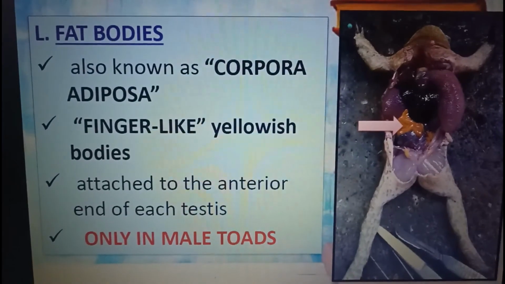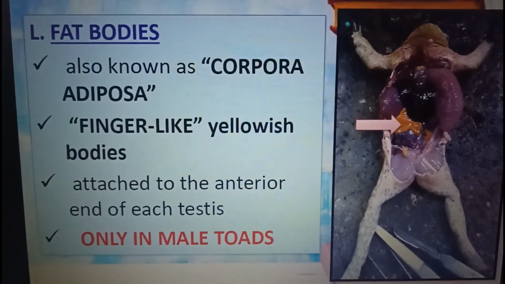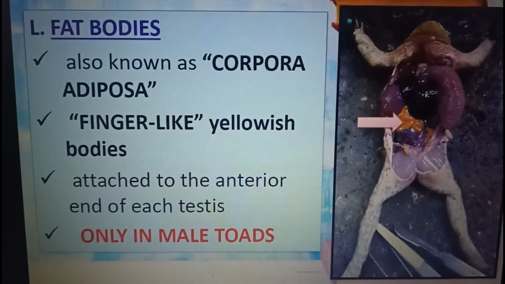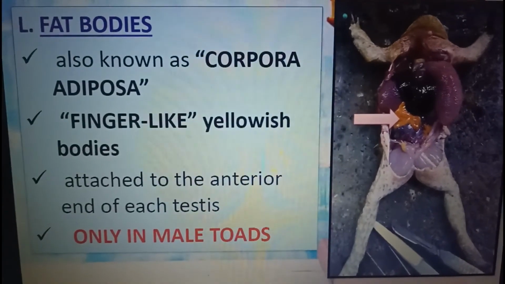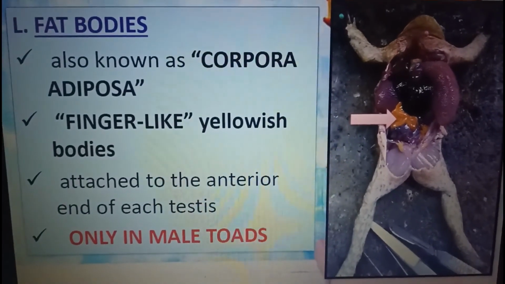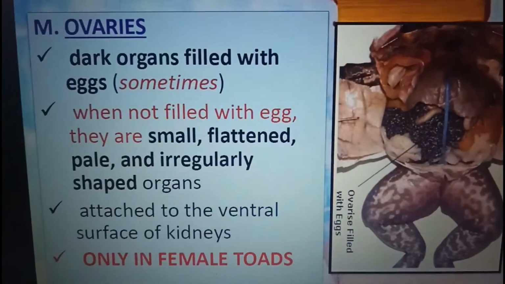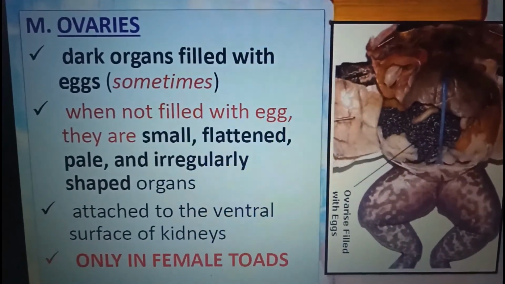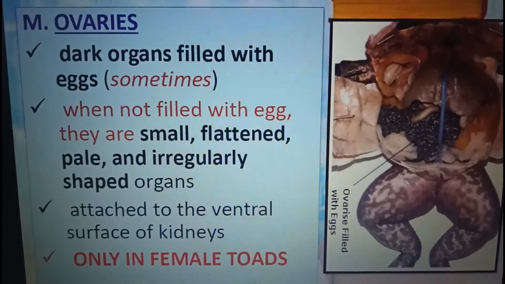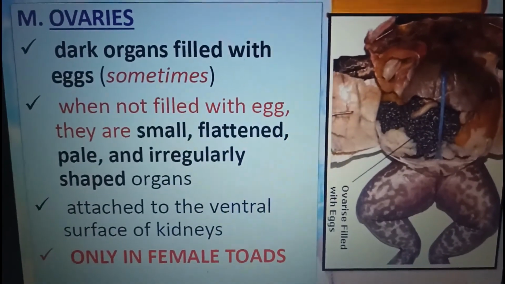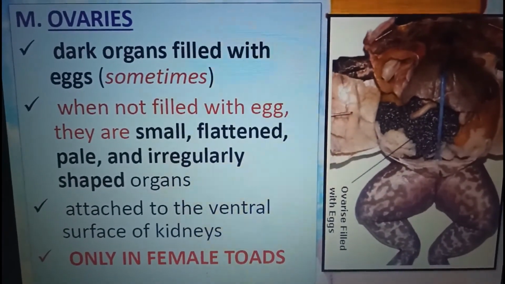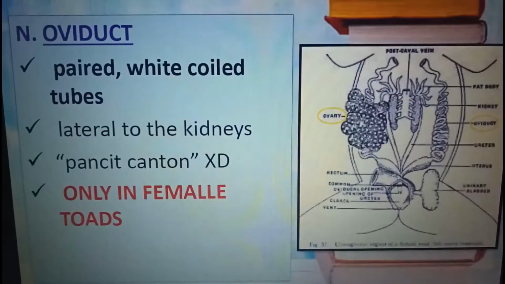So we also have the fat bodies, also known as the corpora adiposa, or the finger-like yellowish bodies attached to the anterior end of each testis. So it means it's also found only in male toads. So the ovaries are found in female toads and are dark organs filled with eggs. When they are not filled with eggs, they are small, flattened, pale, and irregularly shaped.